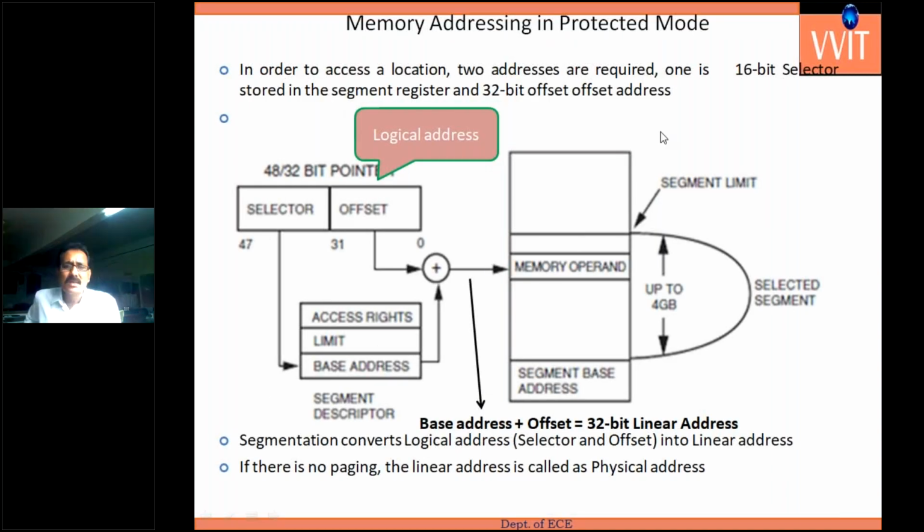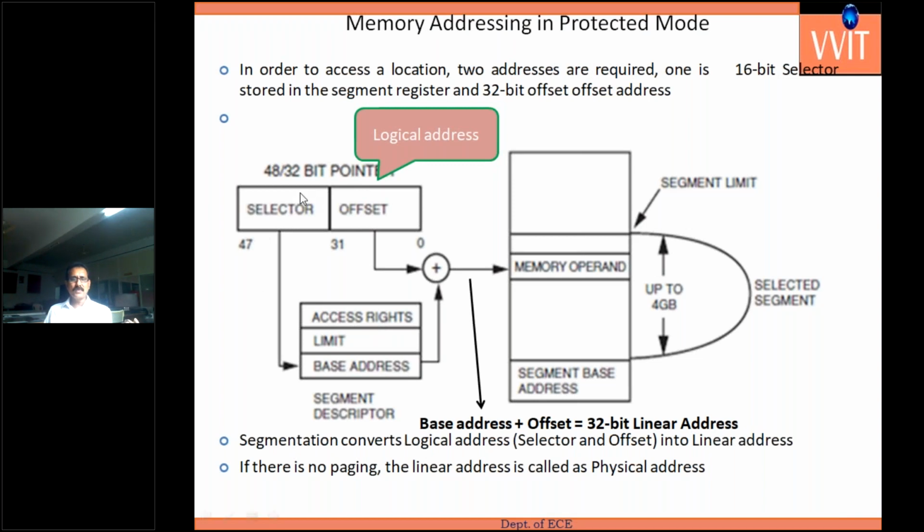Another important topic is memory addressing: there are real mode, protected mode, and virtual mode. Real mode is similar to the 8086. The segment register content is multiplied by 16 and added to the offset, and we get the 20-bit address. Any access within 1 MB is called real mode. For more than 1 MB, you transfer to protected mode or virtual mode.